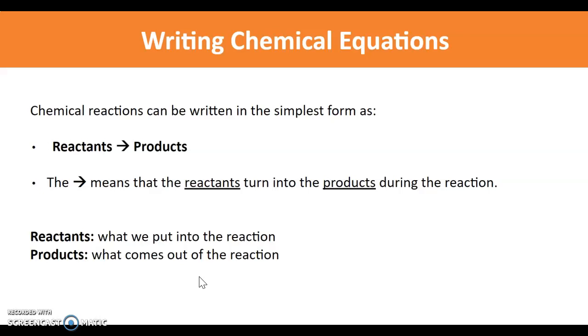We're up to the third item on the agenda, which was writing chemical equations. It's just a brief overview of how we do that in worded and symbolic form. As you probably all know by now, the easy way to break down how we write a chemical equation is that we are turning reactants into products. We use this arrow to represent that there's been a change from what you put into the reaction to what is coming out the other side. So the reactants are what we put in, products are what comes out. These are your definitions there.